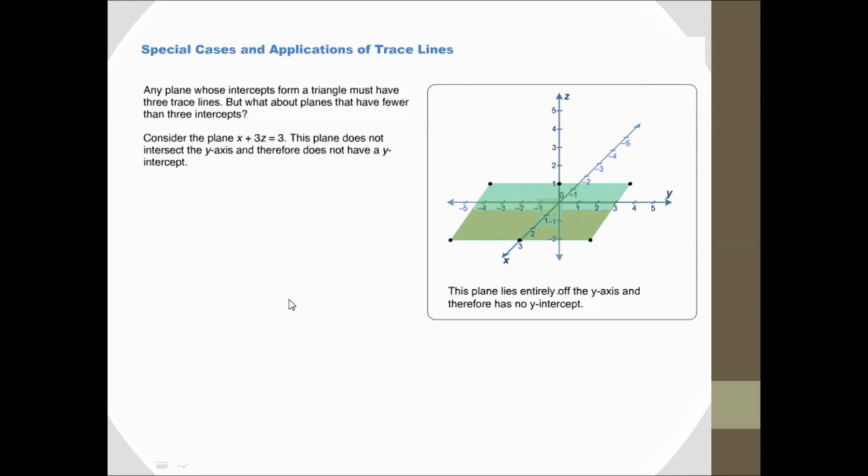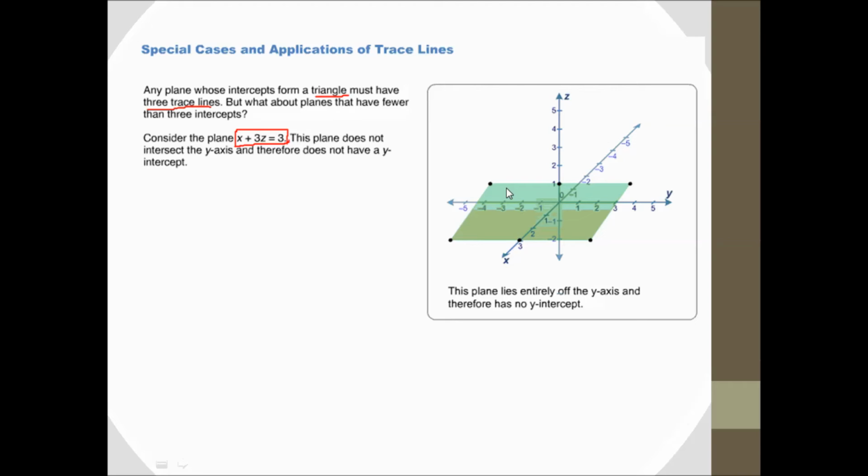Now, in the previous plane, it formed a triangle because we had 3 trace lines. But what about planes that have fewer than 3 intercepts? So for example, this is the equation that's given. You notice right off the bat that there is a variable missing. There is a variable y missing. What that means is that this plane actually is never going to cross the y-axis. Think about it as an overpass.